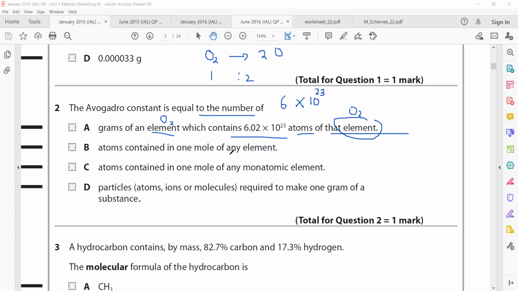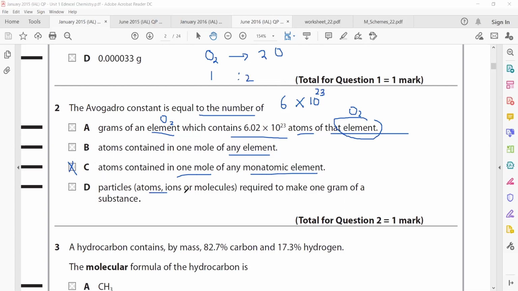Atoms contained in 1 mole of any element, not any element, it should be a monoatomic element. Monoatomic element means one atom makes up that molecule. For example, helium, neon. So it is the number of atoms present in 1 mole of a monoatomic element, not any, because an element like oxygen can exist as O2, so it will not have the same number of atoms as Avogadro's number. Is it clear why statement C is correct?